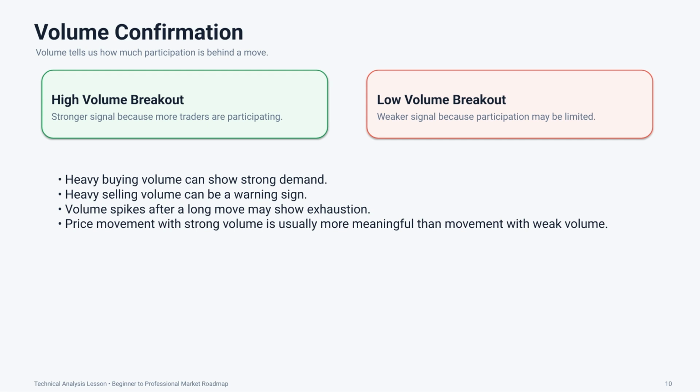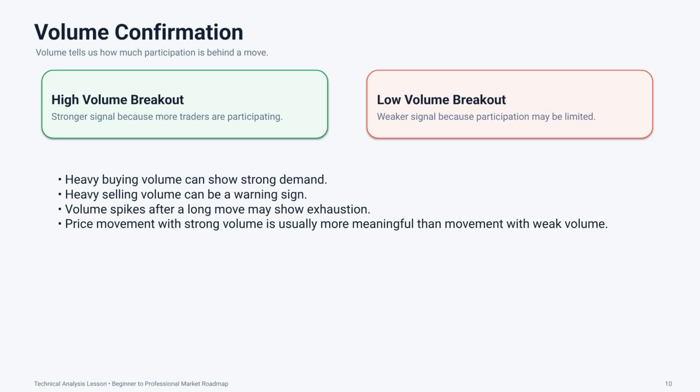Now, let's talk about volume confirmation. Volume tells us how much participation is behind a move. In simple words, volume helps us answer this question. Are traders really supporting this move, or is price moving with weak participation? On this slide, we have two examples.